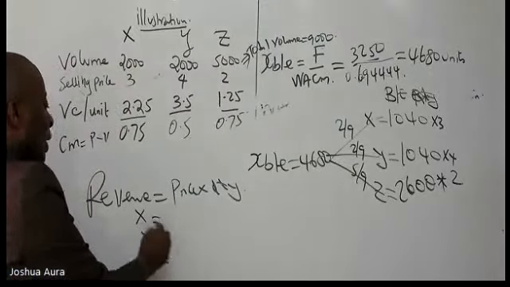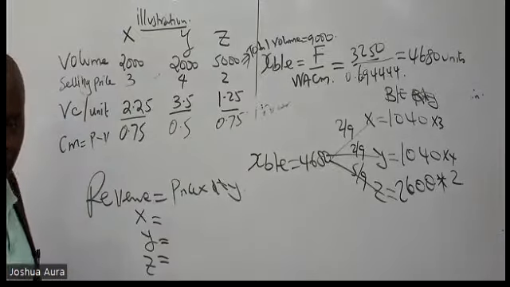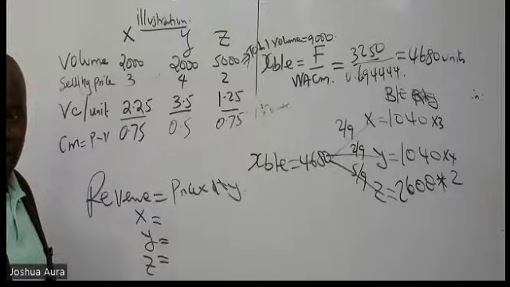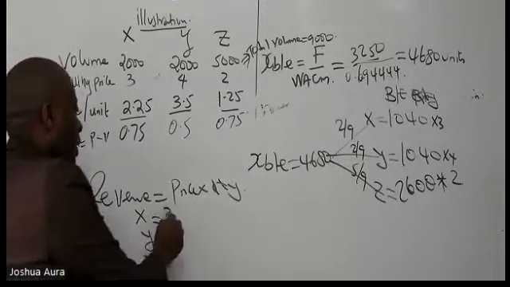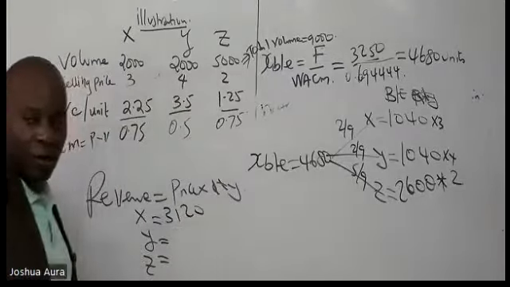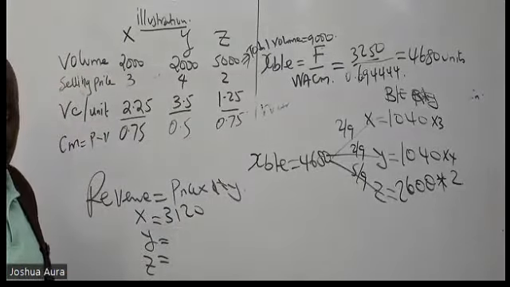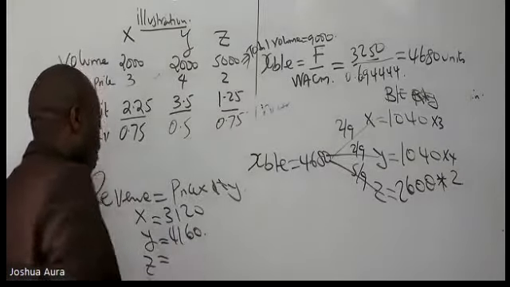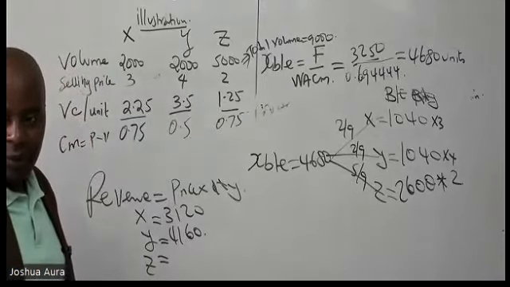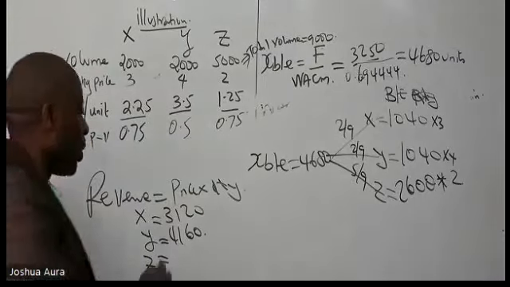So is there somebody who can give us these figures? So revenue over X, 3120. Thank you, Susan. That's the revenue of X. From there, we go to Y. So Y, what do we have? 4160. From there, we go to Z, which is 5200.